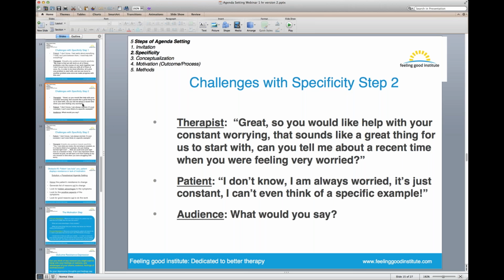So if you can see, guys, I'm trying to show you the resistance that people have to getting specific. I'm offering this specificity. I'm trying to ask for a moment in time. The patient says, I don't know, I'm always worried. It's just constant. I can't even think of a specific example. So here I'm putting to you guys, what would you say to this? Go ahead again in your chat box or question box. What would you say to that?